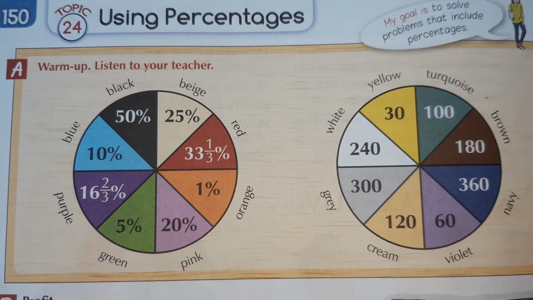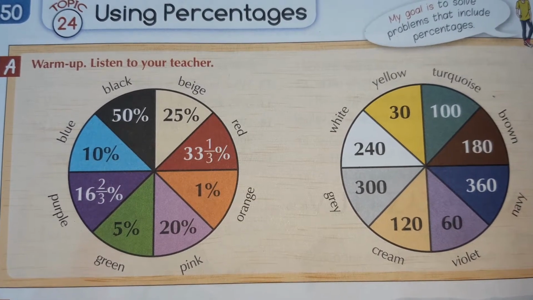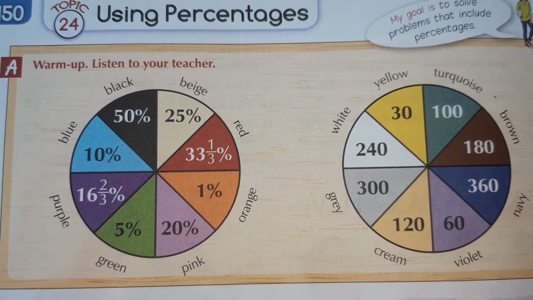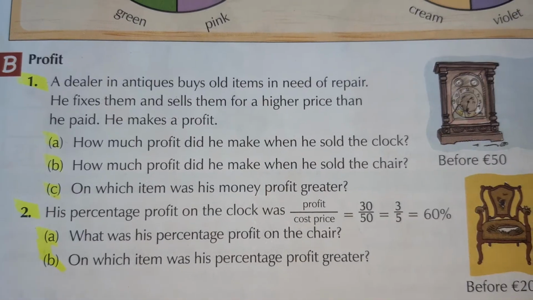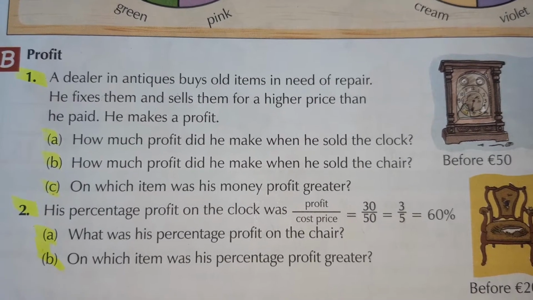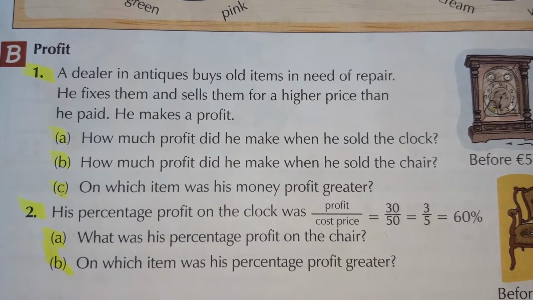We're using percentages this week, topic 24. It's quite a long chapter, there's a lot of maths in it, so I'll probably break it up into two bits. So I might do the first two pages first and then look at the rest. This chapter is all about profit and loss and how much percentage profit somebody might make on something. So we look at the first section first.